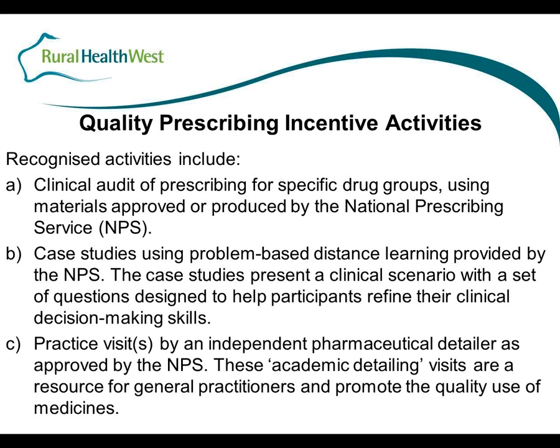These academic detailing visits are a resource for general practitioners and promote the quality use of medicines. For example, a practice with 1 full-time equivalent GP must participate in 3 activities, including at least 1 clinical audit to receive a payment. A practice with 5 full-time equivalent GPs must participate in at least 15 activities, including 5 clinical audits to receive a payment. Some GPs in the practice may participate in more or fewer activities so long as the practice as a whole averages 3 activities per full-time equivalent GP.